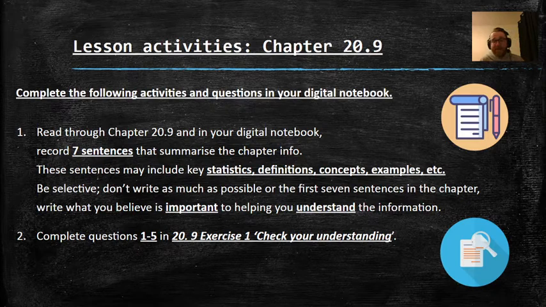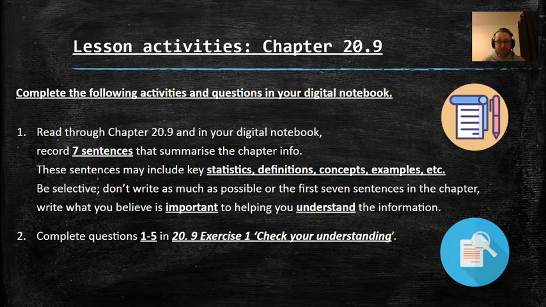Anyway, it might have key concepts, so ideas, topics. It might have examples, and yeah, etc. Be selective. Don't write as much as possible or the first 7 sentences in the chapter. Again, I was probably guilty of that in high school as well. I'd be like, oh, that's important, and I'd realize I'd written 10 sentences worth of notes in the first 11 sentences on the page. So you have to be patient, be selective.